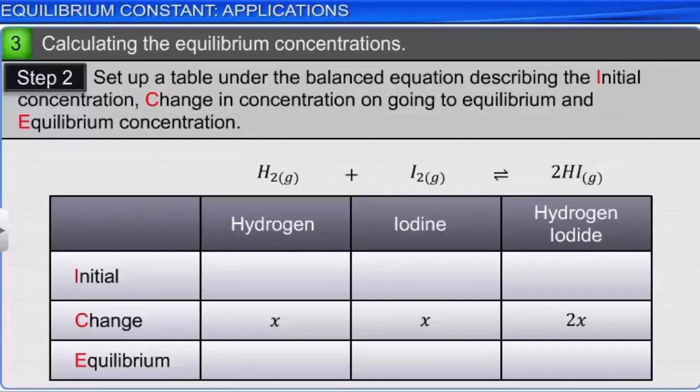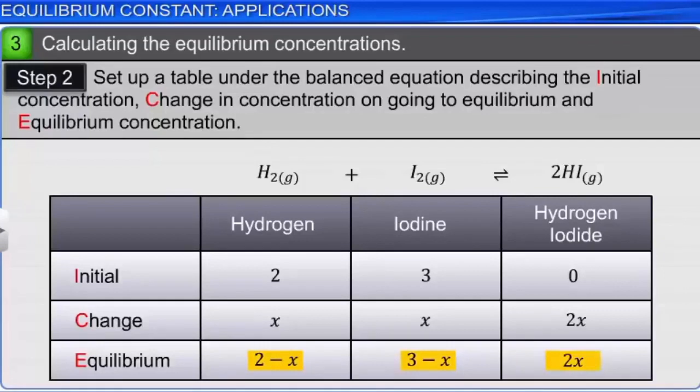The ICE chart for the given problem is: the initial concentrations of hydrogen and iodine in the reaction mixture are 2 moles and 3 moles respectively, while it is 0 for hydrogen iodide as it is not present at the beginning of the reaction. Let X moles of hydrogen and X moles of iodine combine to give 2X moles of hydrogen iodide as shown in the balanced equation. At equilibrium, the concentrations of hydrogen, iodine and hydrogen iodide will be 2 minus X, 3 minus X and 2X respectively.